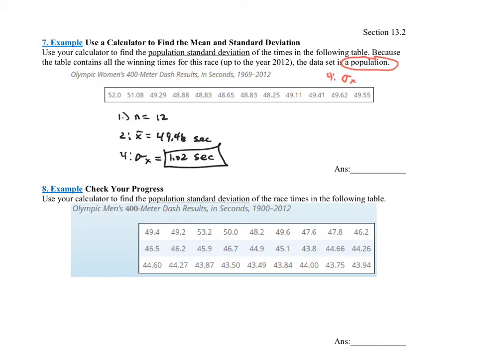So what does that mean? It means they usually run about 49.46 seconds, but over 80% of the data should lie between about, I'm just going to say roughly 48.5 and 50.5. Okay, just add and subtract that standard deviation from the mean. So that gives you a nice range of where the majority of the data values lie.